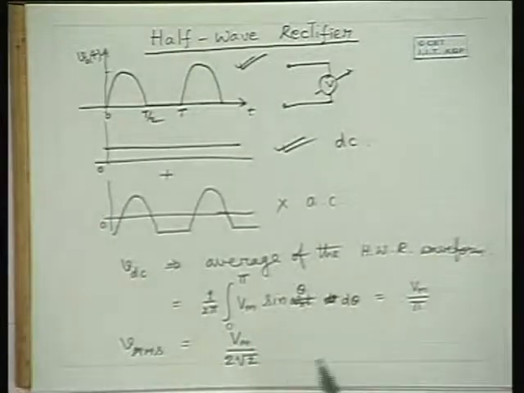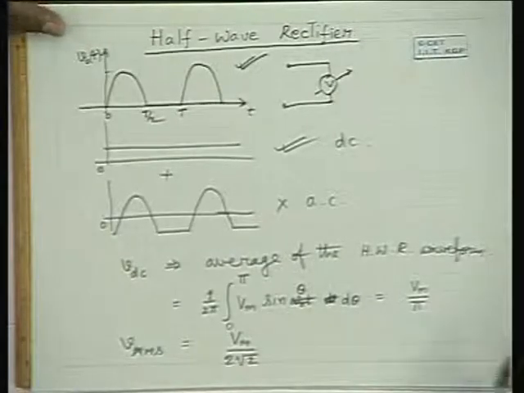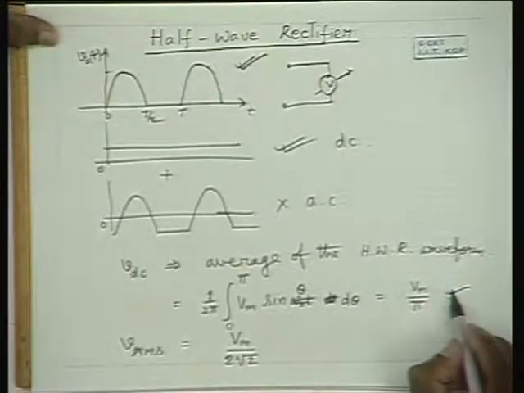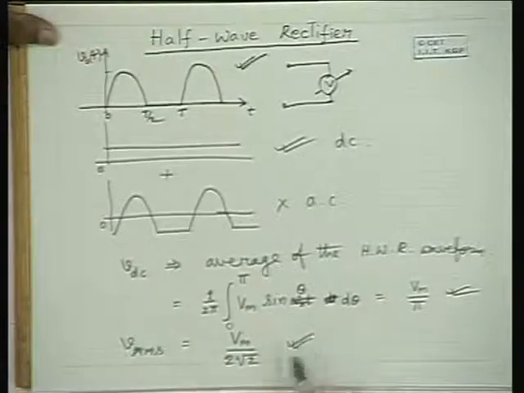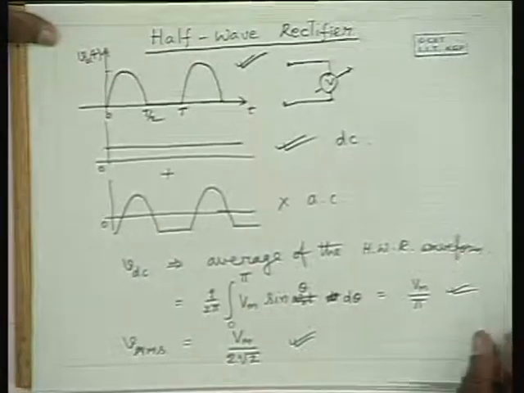So how do you determine it? By squaring it and averaging it over one period, again you will get the RMS value. Okay, so please do it as a homework exercise. So this is the AC component and this is the RMS component.